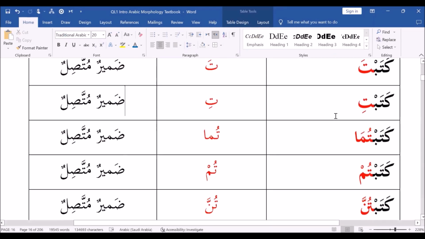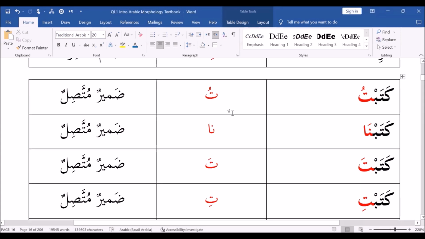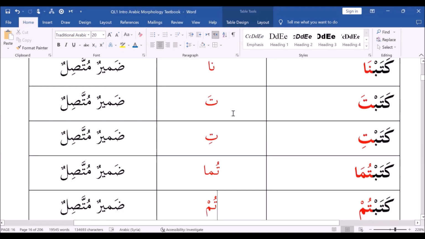And we're just going to go straight down. Katabti is for anti. Ti is the fa'il and it's damir muttasil. Katabtuma, the tuma is the fa'il and it's damir muttasil, connected pronoun. And katabtum, tum is the fa'il and it's damir muttasil. And similarly, katabtunna, tunna is the fa'il and it's damir muttasil, connected pronoun. So tu again means ana, na means nahnu, ta means anta, ti means anti.